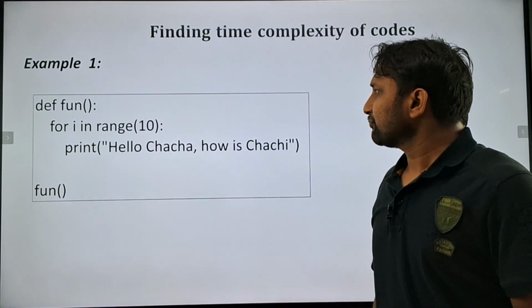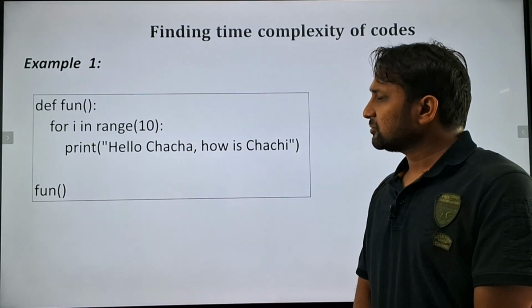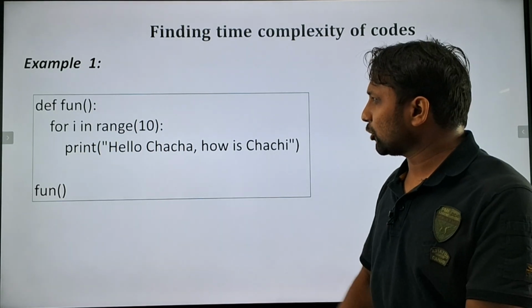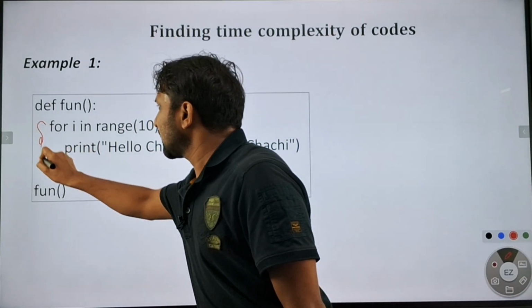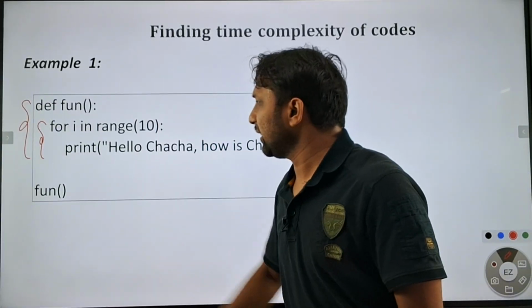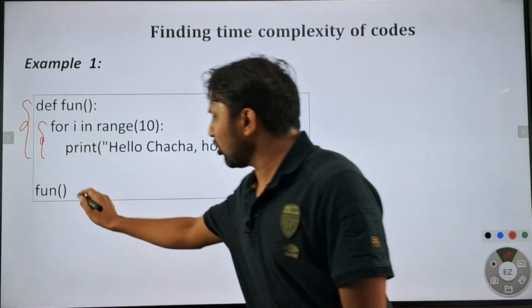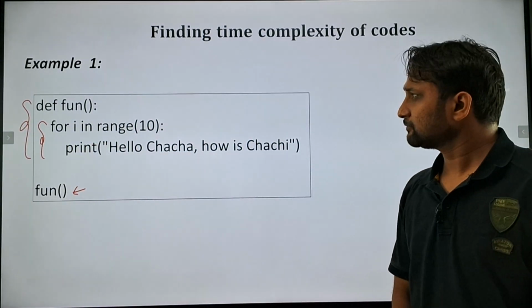Example 1, can you tell me how much time this code will take? Here we can see that, okay, one loop is there. This function is defined over here. In this function we have a loop which is executing 10 times. We are calling this function, okay, over here.